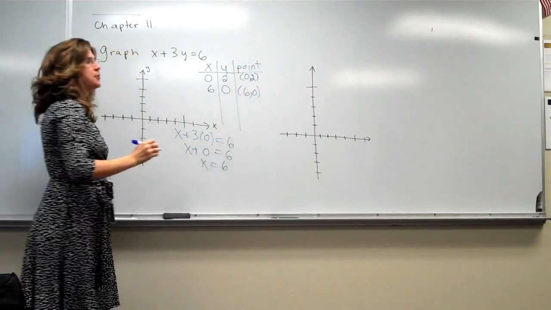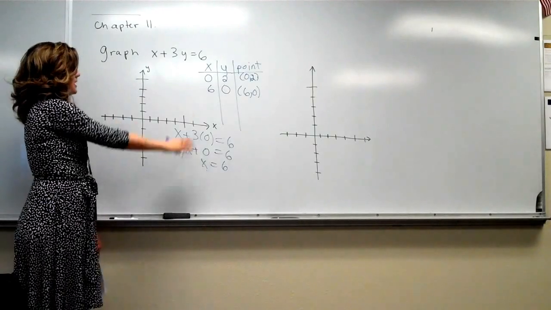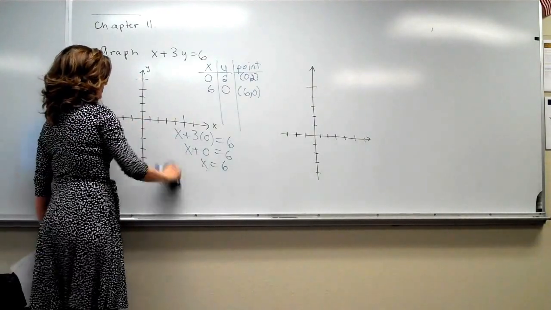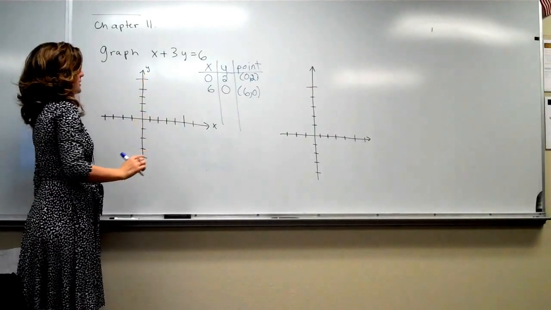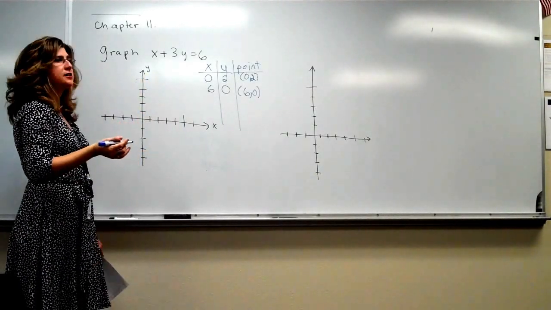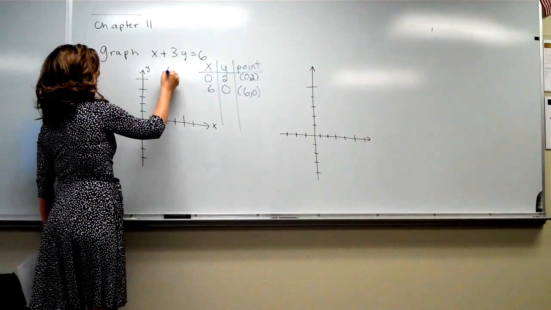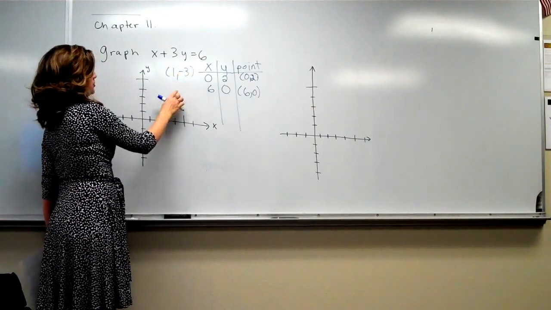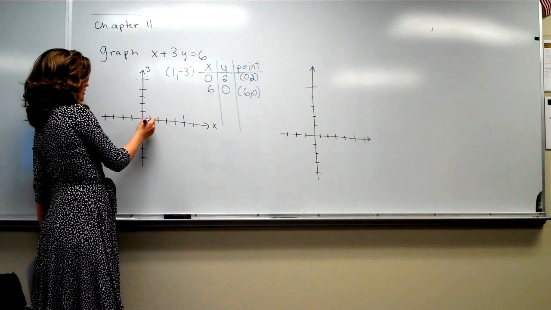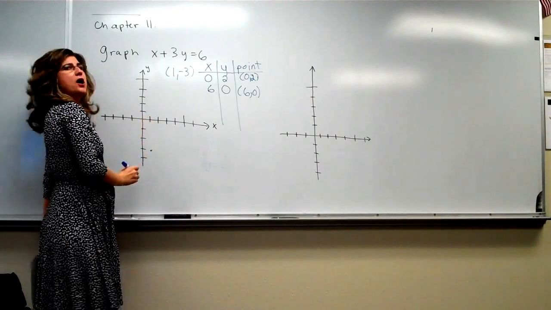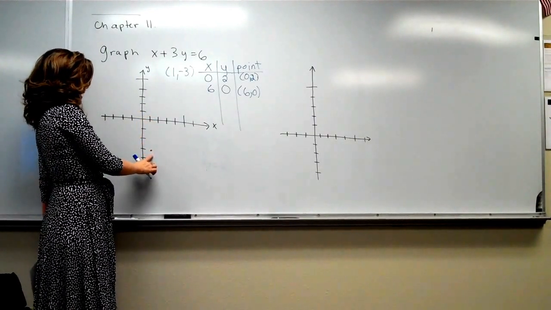Now let's recall how to plot a point. This is the rectangular coordinate system. This is the x-axis and this is the y-axis. So if I wanted to plot, for example, 1, -3, this won't be on the line, but let's just practice with it. We'd start here at 0, 0. We move 1 to the right and 3 down, and this would be our point. This would be 1, -3.